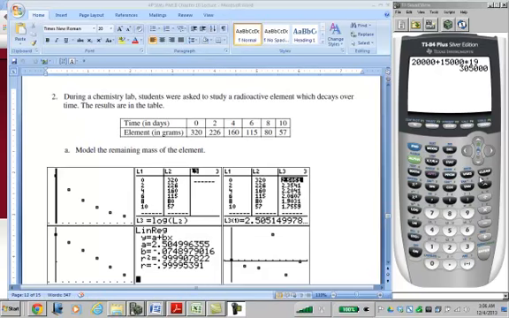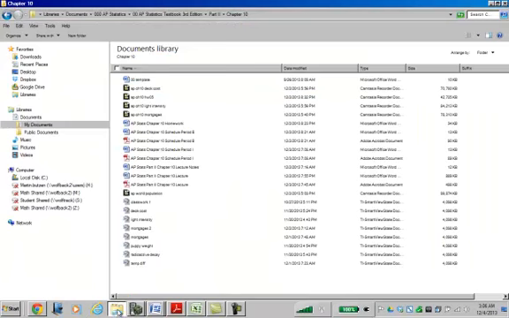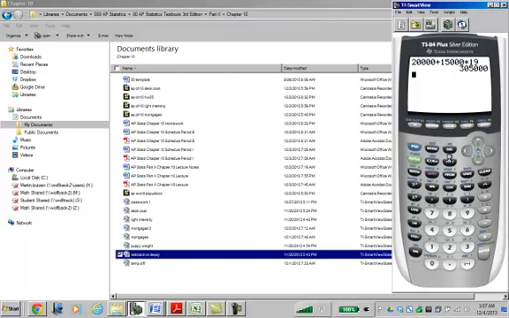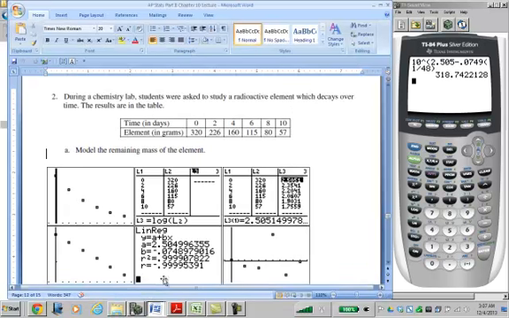Radioactive decay. I'm going to load calculator stuff here. Okay. Let's go back to the screen. Alright.